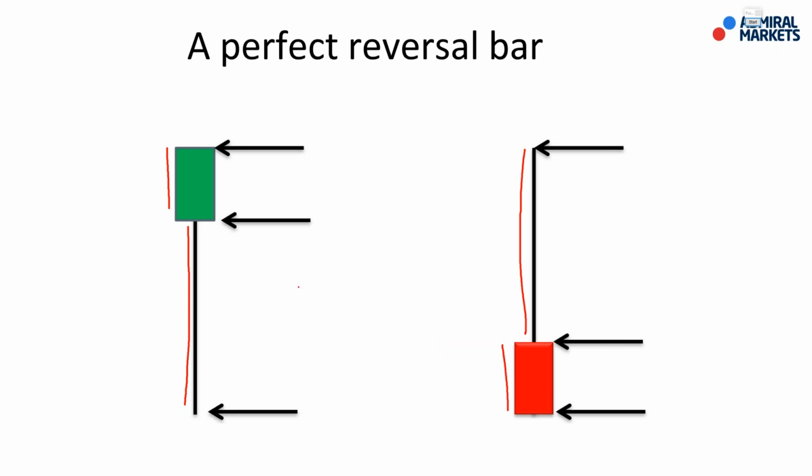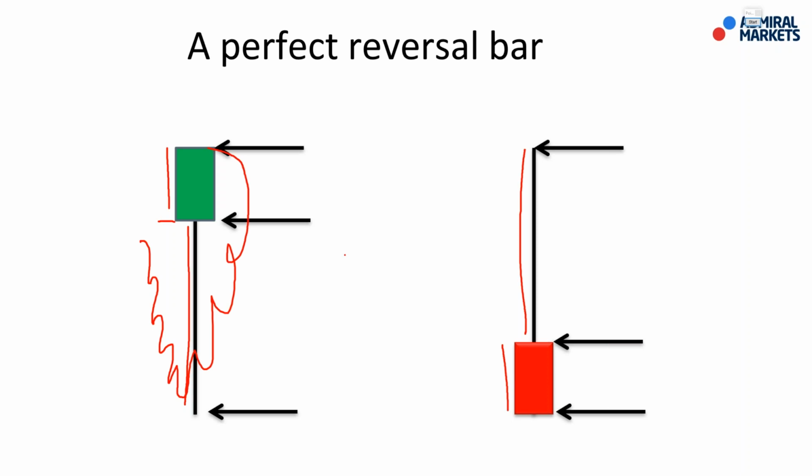And you will find that because it means you have a long downtrend and a great rebound and a higher close than the entry. This is the perfect reversal bar.